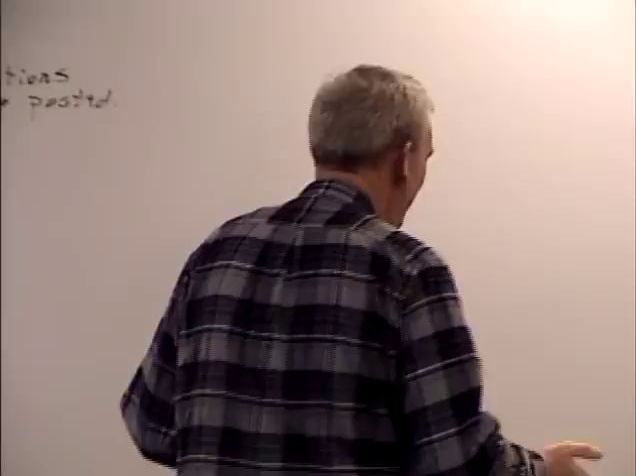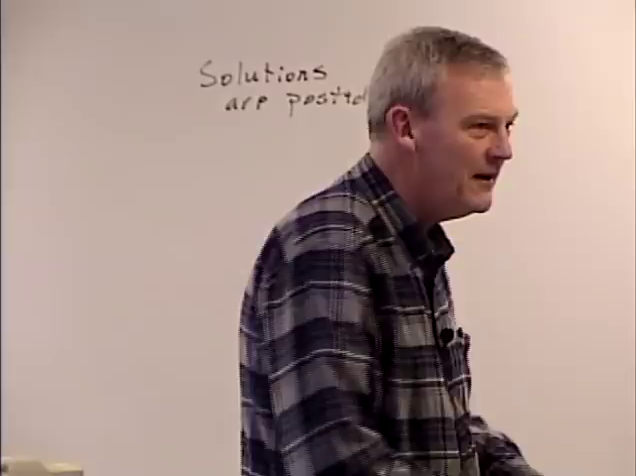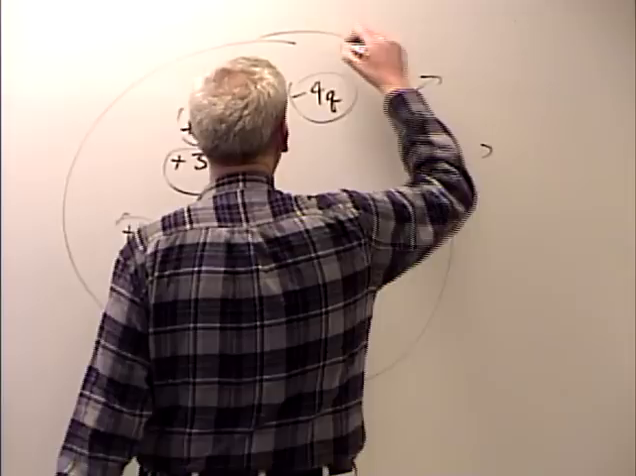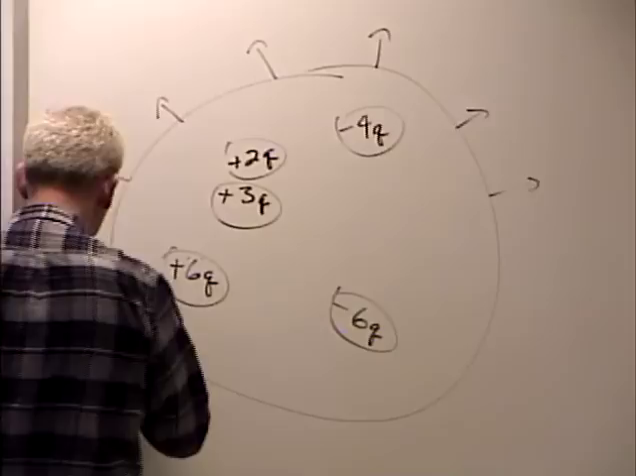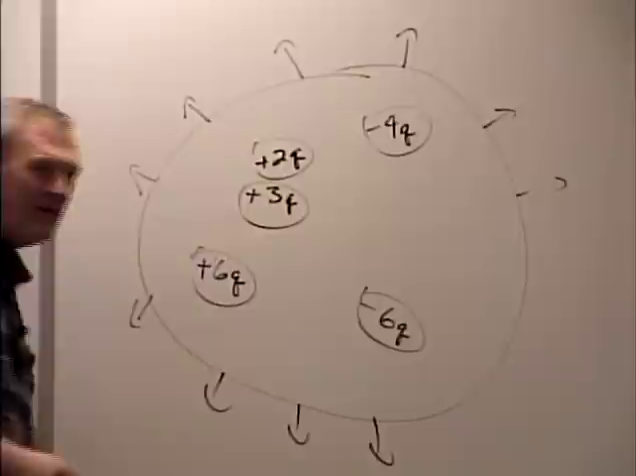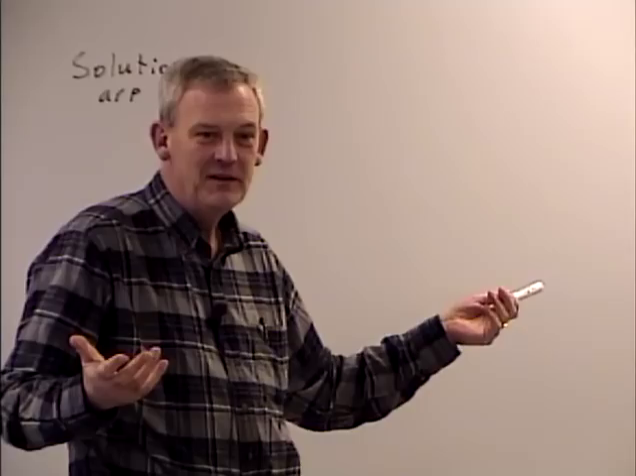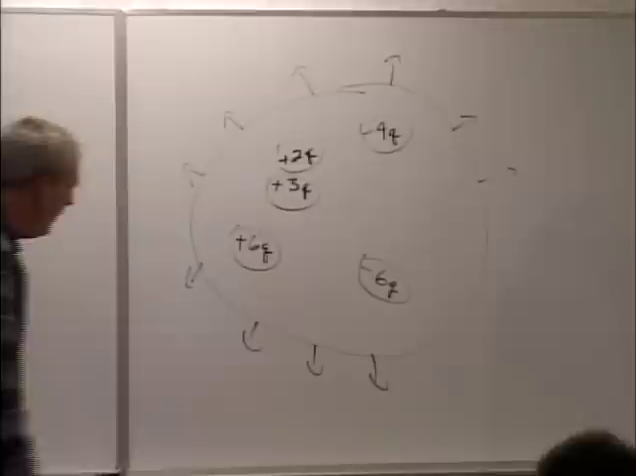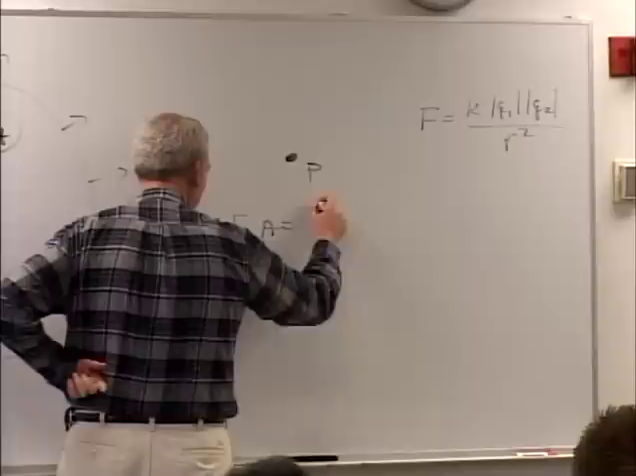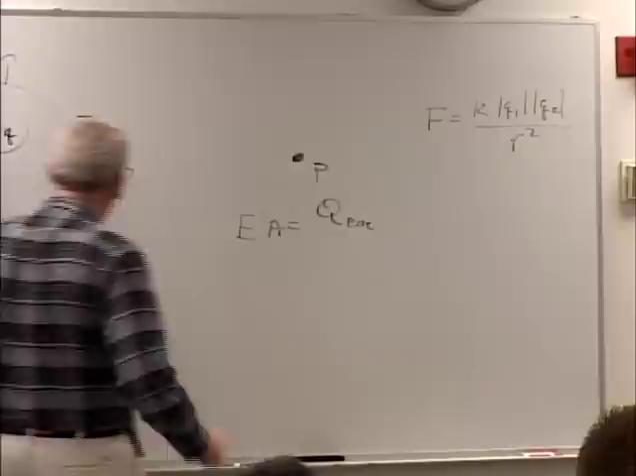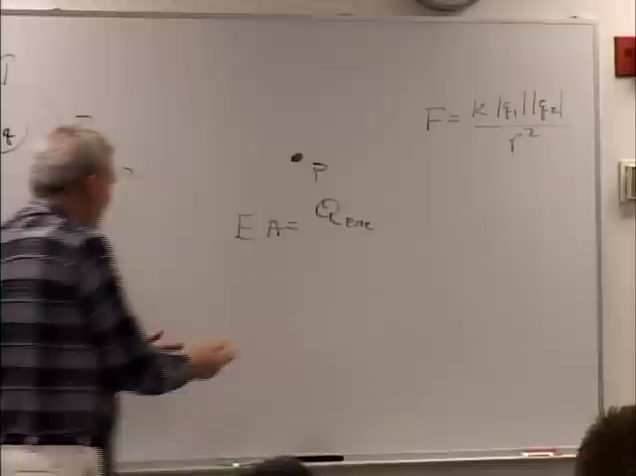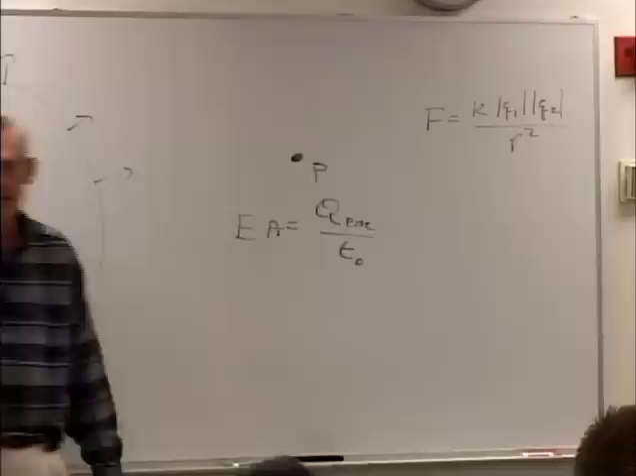I know the surface area of a sphere real easy. It's 4 pi r squared. And what's the total charge then leaking out of this thing that's going to be uniform all over? If I take all the charge that's inside here, what's it add up to be? Positive 1, so it's just a positive 1q. And so E times A equals Q enclosed, the total charge enclosed, divided by that permittivity of free space, epsilon naught.